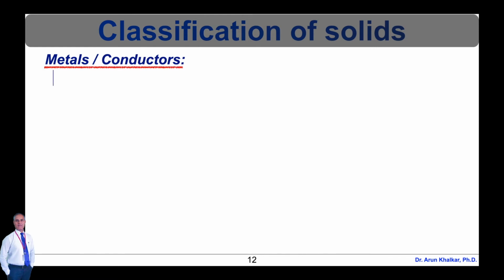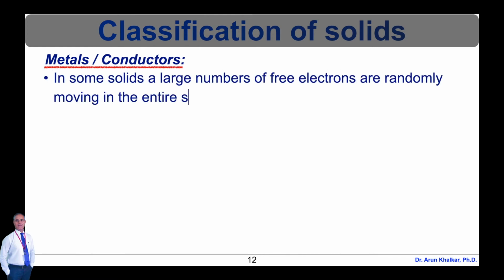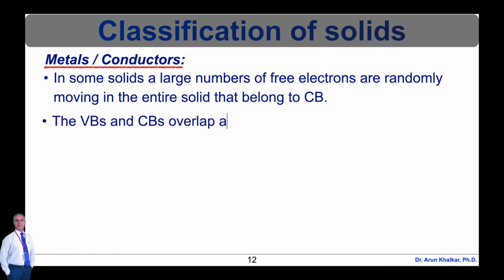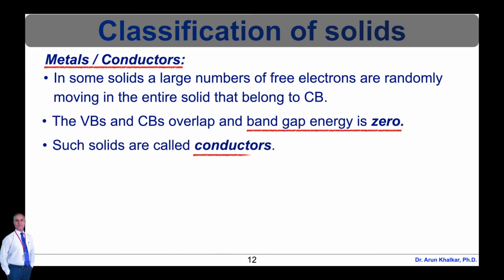Now let's try to understand the properties of solids, that is metals or conductors, semiconductors and insulators. In metals, that is the conductors, a large number of free electrons are randomly moving in the entire solid and belong to the conduction band. These free electrons also form a temporary bond with the closest ion and are said to belong to the valence band. Thus, valence and conduction bands overlap and the band gap energy is zero. Electrons in the valence band can easily move to the conduction band. Such solids are called conductors.